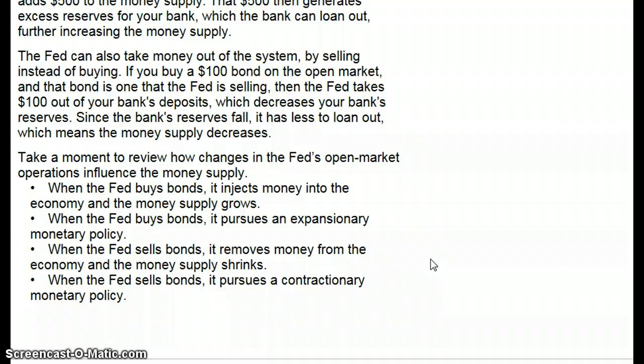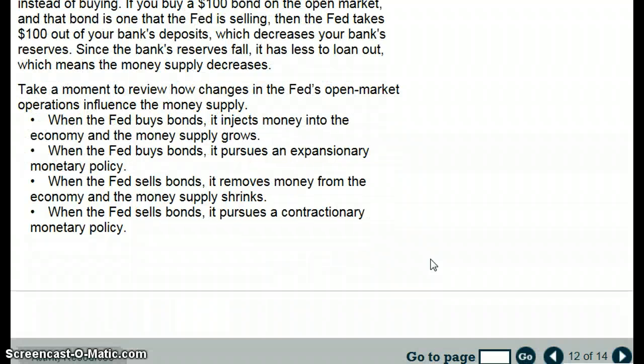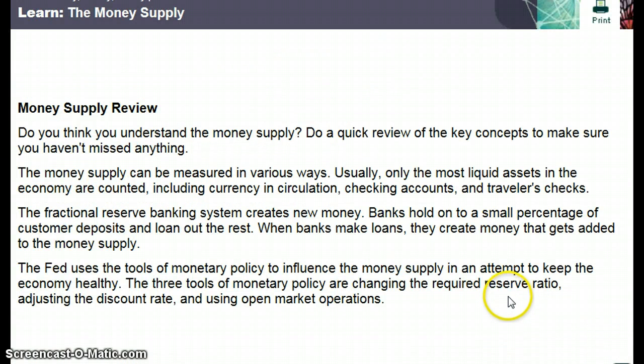When the Fed buys bonds, it injects money into the economy and the money supply grows. When the Fed buys bonds, it pursues an expansionary monetary policy. When the Fed sells bonds, it removes money from the economy and the money supply shrinks. When the Fed sells bonds, it pursues a contractionary monetary policy.